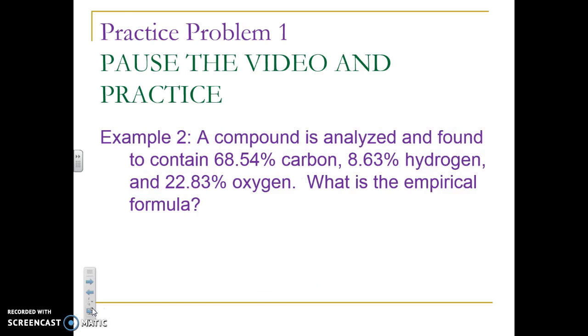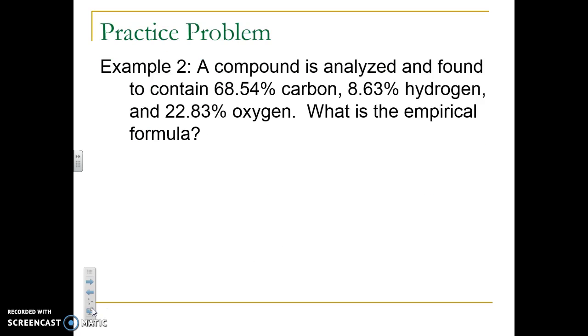Okay, pause the video at this time and practice this question. The answer to example 2 is C4H6O. Let's take a look at how it's done. A compound is analyzed and found to contain 68.54% carbon, 8.63% hydrogen, and 22.83% oxygen. What is the empirical formula?